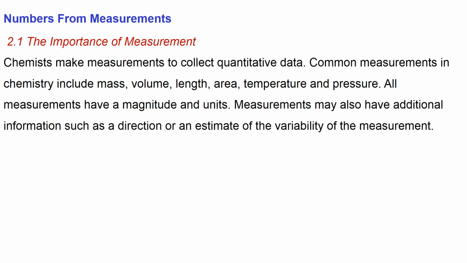So the take-home thing here is that chemists collect what we call quantitative data by making measurements. Typical things that we'll measure will be mass, volume, length, temperature, and pressure. Every measurement has a size that tells you how big the measurement is, and then units that tell you what is being measured. You may also include other things such as a direction or a measure of the variability of your measurement.